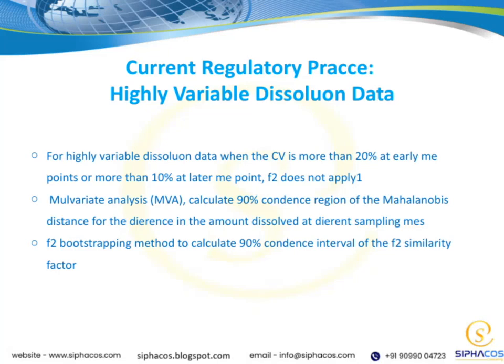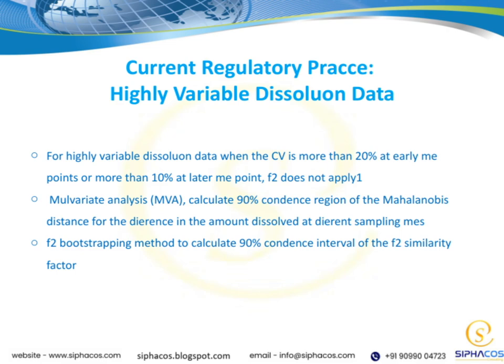When dealing with highly variable dissolution data, it's important to recognize that the F2 similarity factor doesn't apply under certain conditions. Specifically, if the coefficient of variation, or CV, exceeds 20% at early time points or more than 10% at later time points, then the standard F2 approach isn't reliable. In these cases, we turn to multivariate analysis, or MVA.